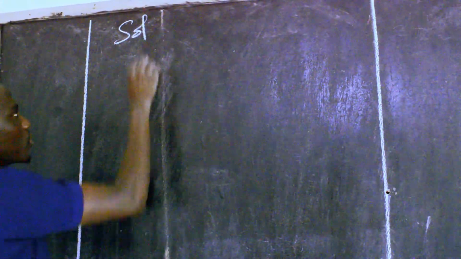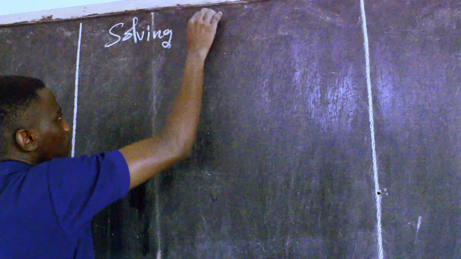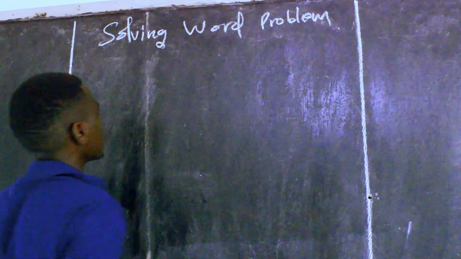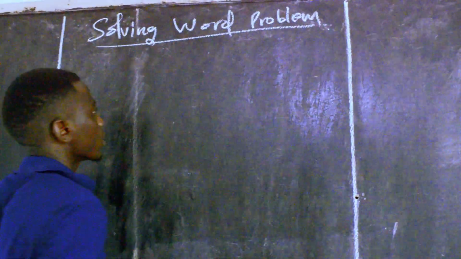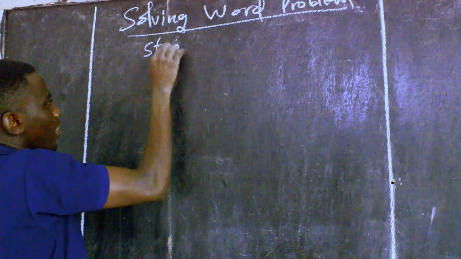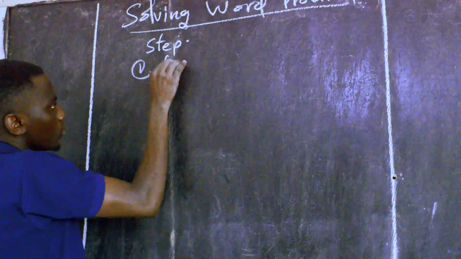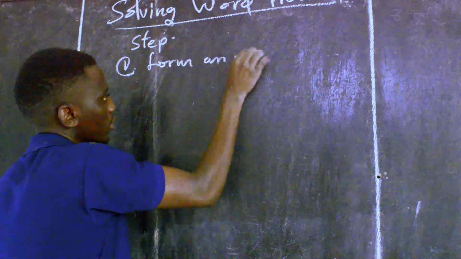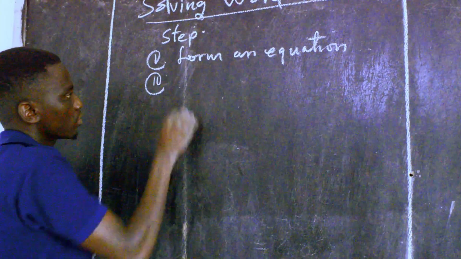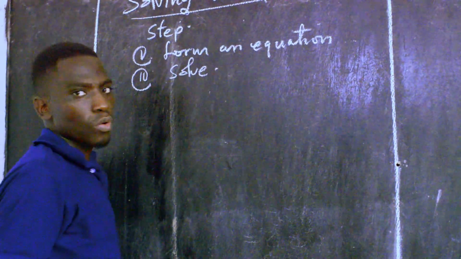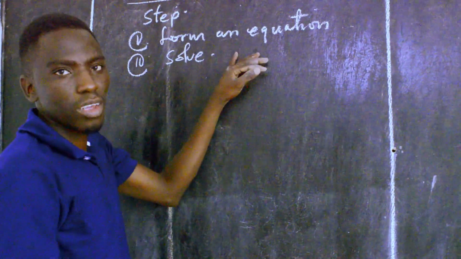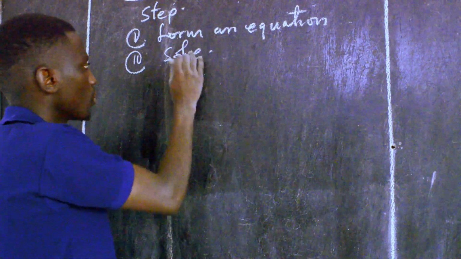Solving weighty problems. So we are solving equations that involve weighty problems. There are two steps. The first one, you have to form an equation, and the second one, you have to solve. First of all, you have to form the equation from the weighty problem, and then after forming the equation, you solve and find the value of the unknown.